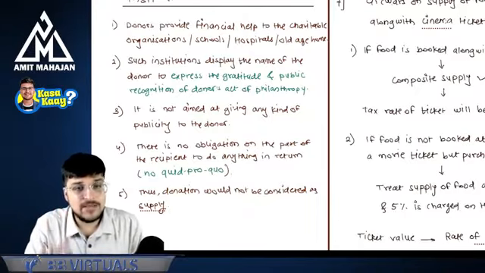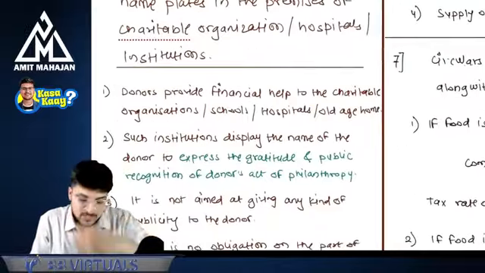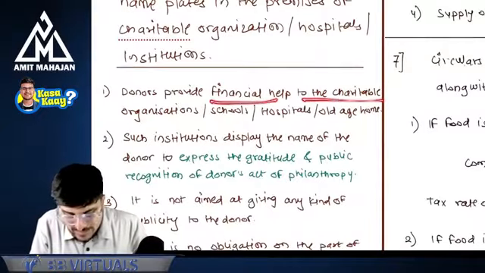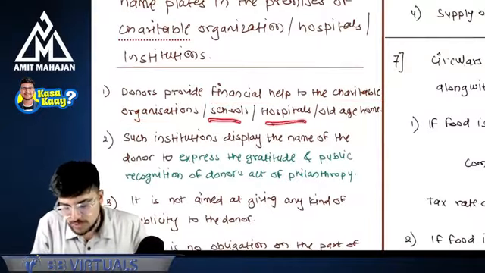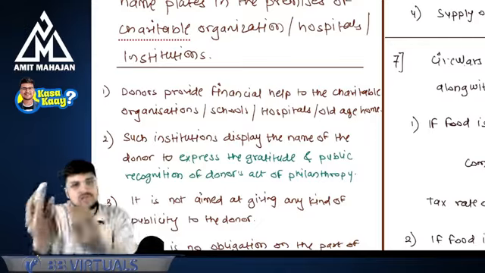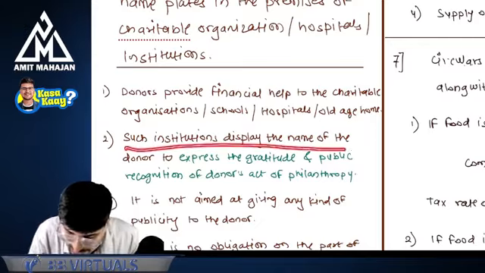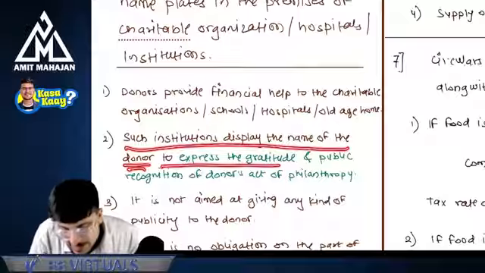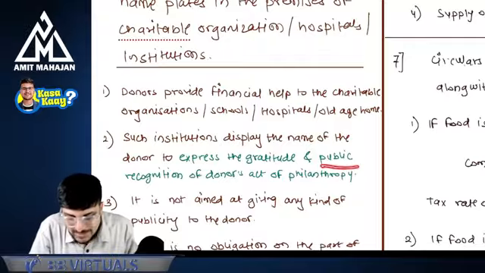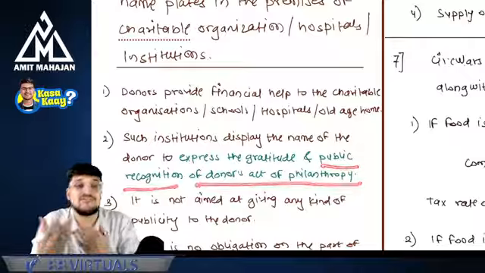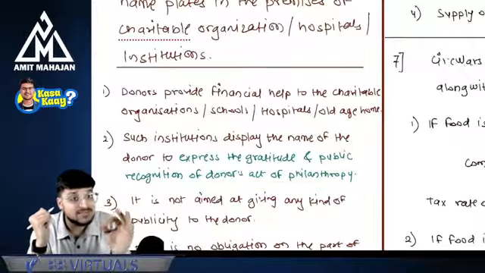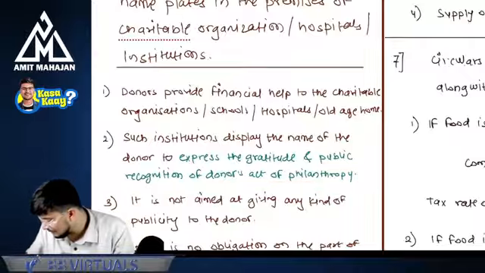And this is very simple. I will make you remember this. Number one, donors provide financial help to the charitable organizations, schools, hospitals, and old age homes. Okay, we provide financial help. Number one. Number two, such institutions display the name of the donor to express the gratitude and public recognition of donors' act of philanthropy. You have to remember this.